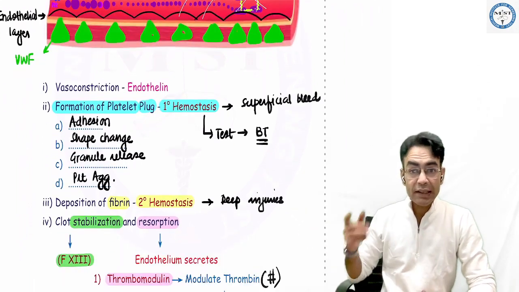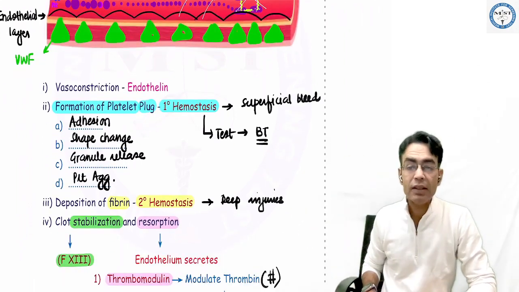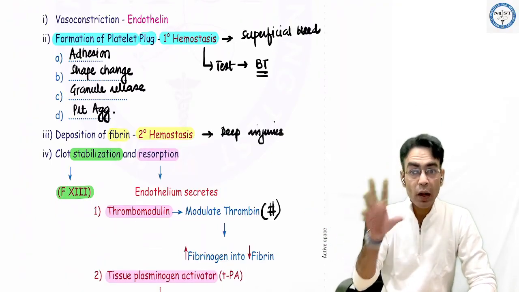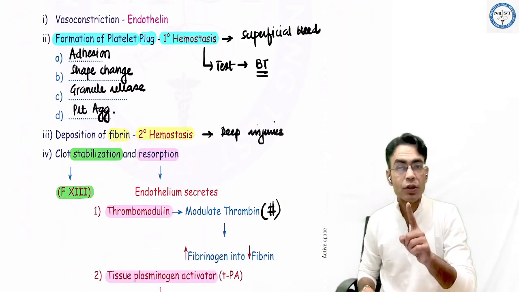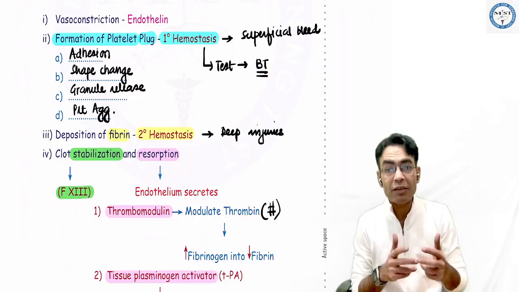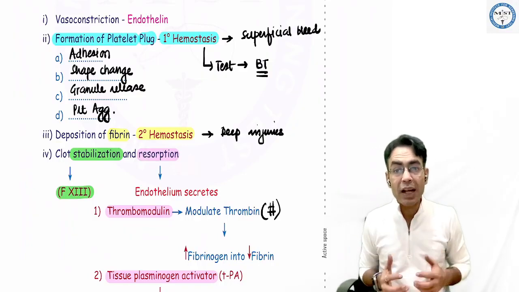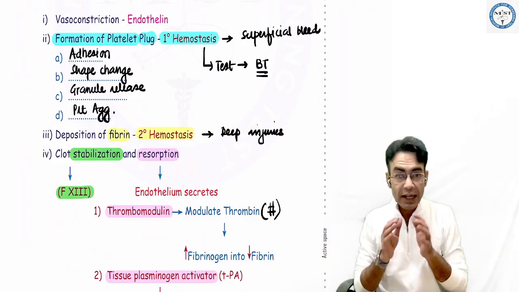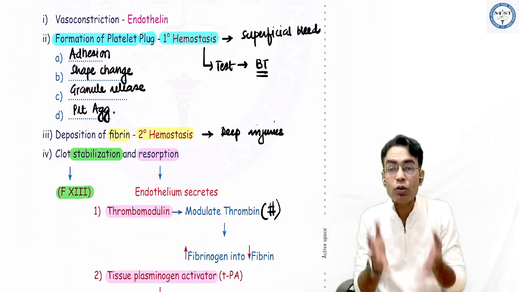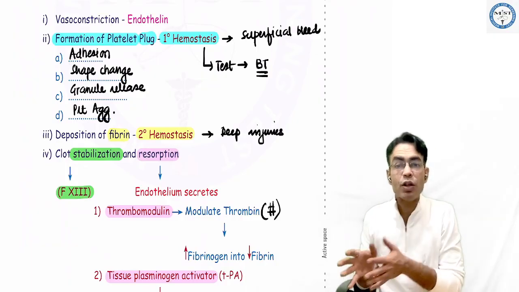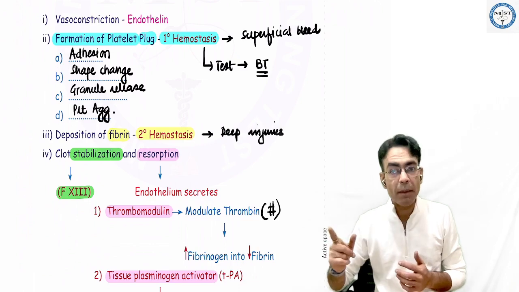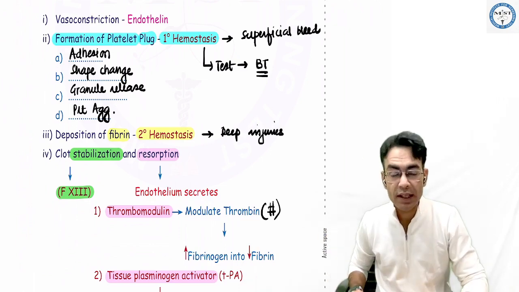In secondary hemostasis, it is fibrin deposition over the platelet and it is for deep injuries. For clot stabilization, factor number 13, the Lackey-Lorand factor. And for resorption, your endothelial cells are going to secrete two things. Number one, tissue plasminogen activator, where you get plasmin so that you can cut the fibrin. And second thing, thrombomodulin, so that you can block the thrombin, because thrombin is the thing which is converting your fibrinogen into fibrin. So you don't want that. So you block the thrombin. So TM and TPA are the two things secreted by your endothelial cells.